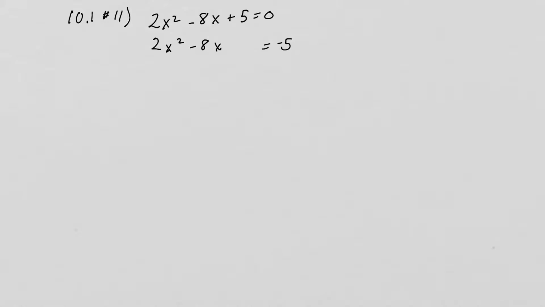Also, when you complete the square, you do not want a 2 in front of x squared. We want just plain x squared. So we'll go ahead and divide both sides of the equation by 2. That divides each term by 2. So we have now x squared minus 4x equals negative 5 halves. You can write negative 2.5.